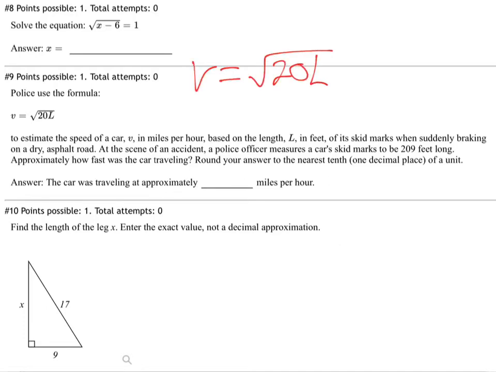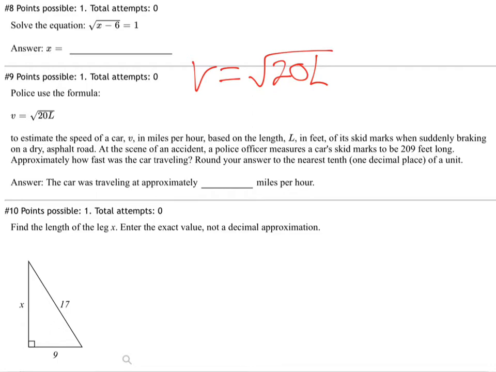Okay, so it says to estimate, police use this formula to estimate the speed of a car, v in miles per hour, it's velocity, miles per hour, based on the length L in feet of its skid marks when suddenly braking on a dry asphalt road. At the scene of an accident, a police officer measures a car's skid marks to be 209 feet long. Approximately how fast was the car traveling? Round your answer to 1 decimal place. Okay. Well, it's really not a hard problem.